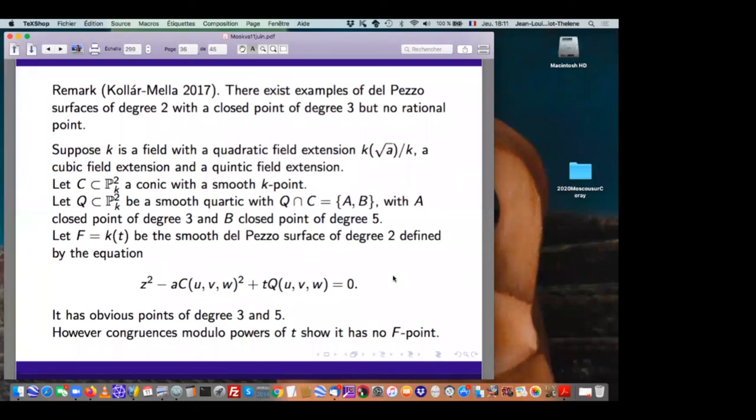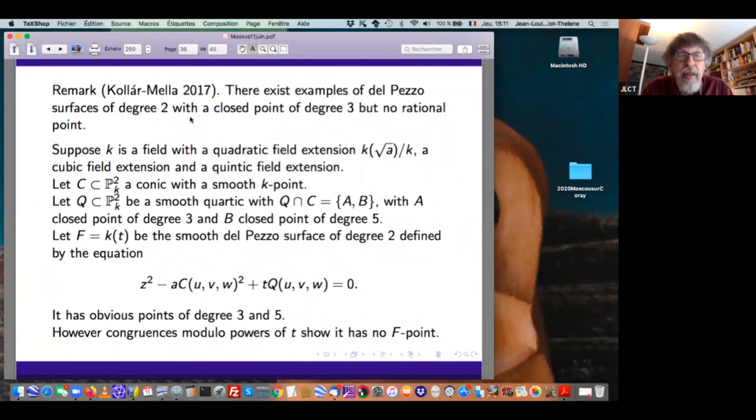And another question. One thing I can say about this degree 2 and 3 business is that in this paper by Cora, which I mentioned, we actually got similar examples for conic bundles over P1 with 6 geometric degenerate fibers over a p-adic field, where we had a point of degree 3, a point of degree 2, and no rational point.